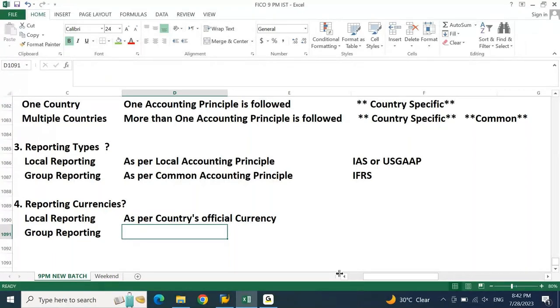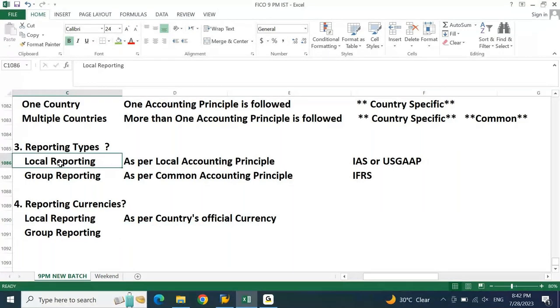Local reporting is used based on the country. If your company is operating in US, you will have to follow the US accounting principle. In US, whatever company is operating, they must prepare their financials and submit the reporting according to US GAAP principle. Whatever the rules, regulations and guidelines are there as per US GAAP, these must be followed to submit their reports to US officials. So that is your local accounting principle or local reporting.